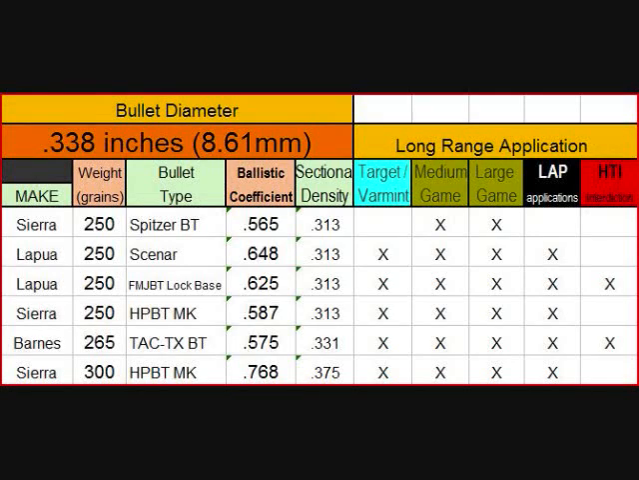Okay, 338. This is an 8.61 millimeter. We have a few different choices here. The standard military loadings that this cartridge was designed for were actually the 250 grain Scenar and Lock Base bullets made by Lapua. So this is like in a 338 Lapua Magnum. That's what these bullets are designed for. The 250s, they still got pretty good ballistic coefficients, 6.48, 6.25. These are going to be going quite a bit faster out of the muzzle than your 300. So a lot of guys like these because they have a lot more flat trajectory at your medium, intermediate, and close ranges.